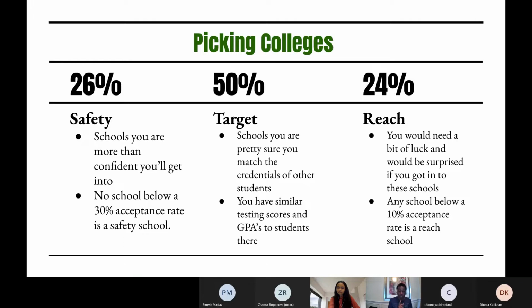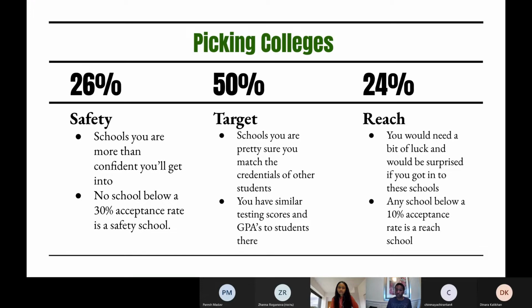Safety schools are schools you are more than confident you will get into. And rule of thumb, if a school has an acceptance rate below 30% or 25%, it is not a safety school. No matter how smart you are, Harvard is not a safety school.